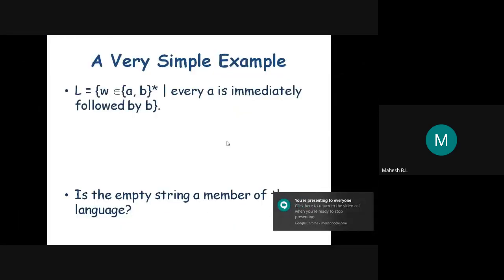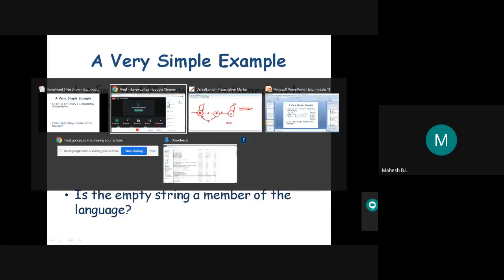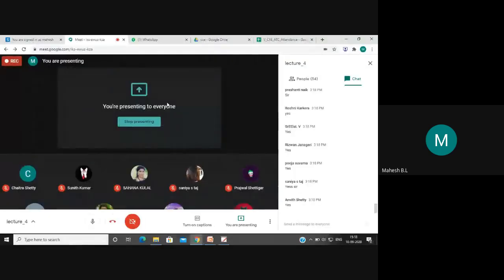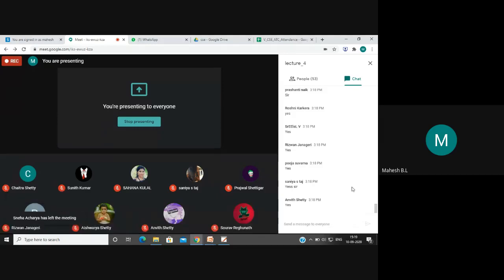Now, try to design a DFSM for this example. Before proceeding, let me ask one more question: whether epsilon belongs to the language or not. Epsilon is a part of the language. Yes, Pratiksha, it belongs to the language.